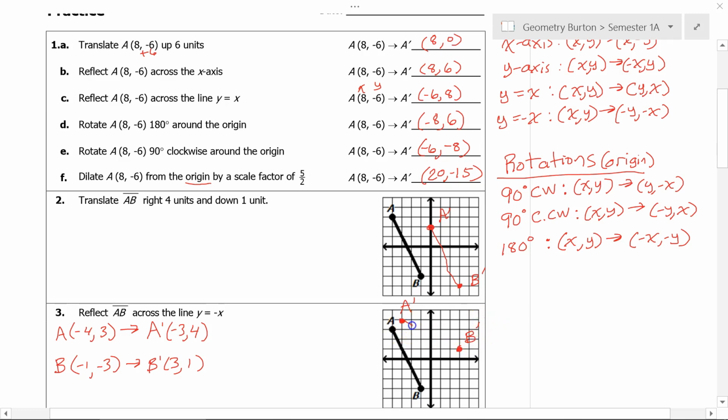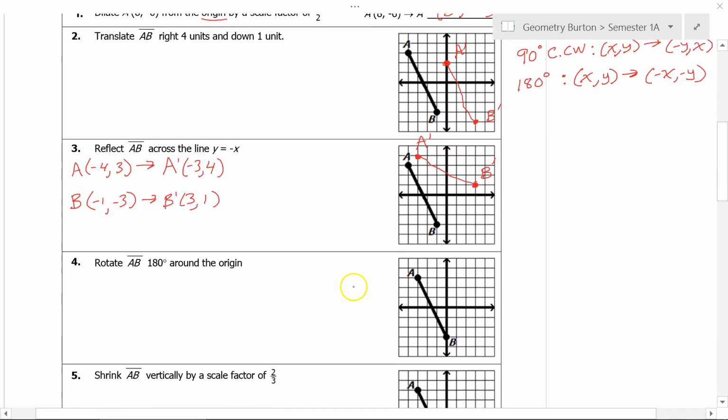Now, this is the hardest part for me, drawing this line right here. So you're just going to have to forgive me for how crooked that looks. But you get the idea.